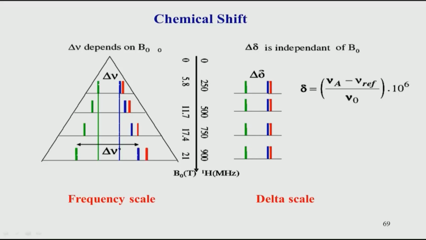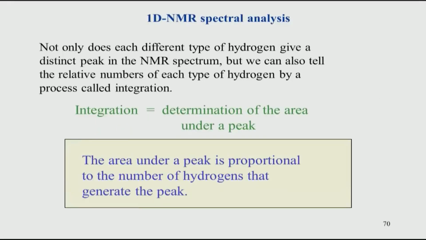In the delta scale, the ppm value remains the same whether you get the spectrum at 250 megahertz or at 900 megahertz. But if you look at the hertz scale, the frequency separation is changing more and more as we go to higher magnetic field. So, this is the important concept which has to be kept in mind.